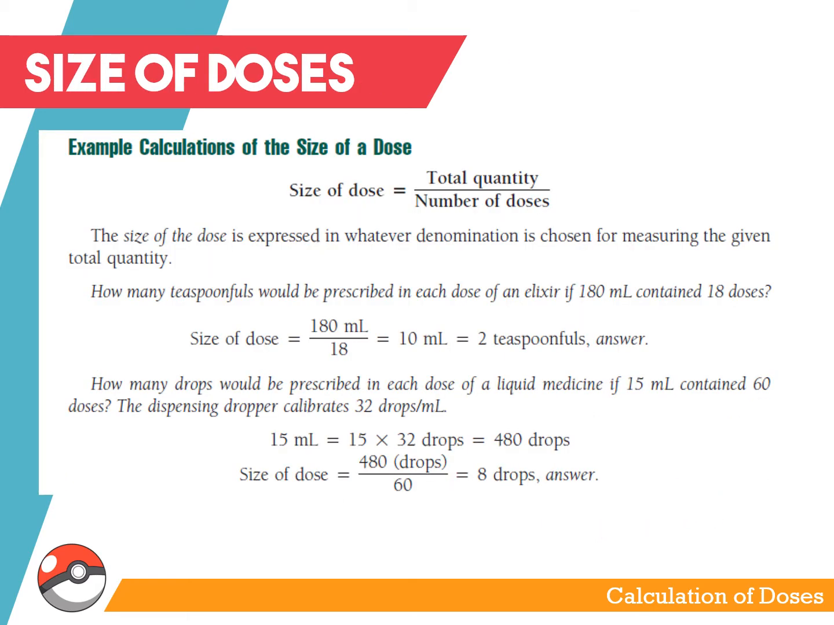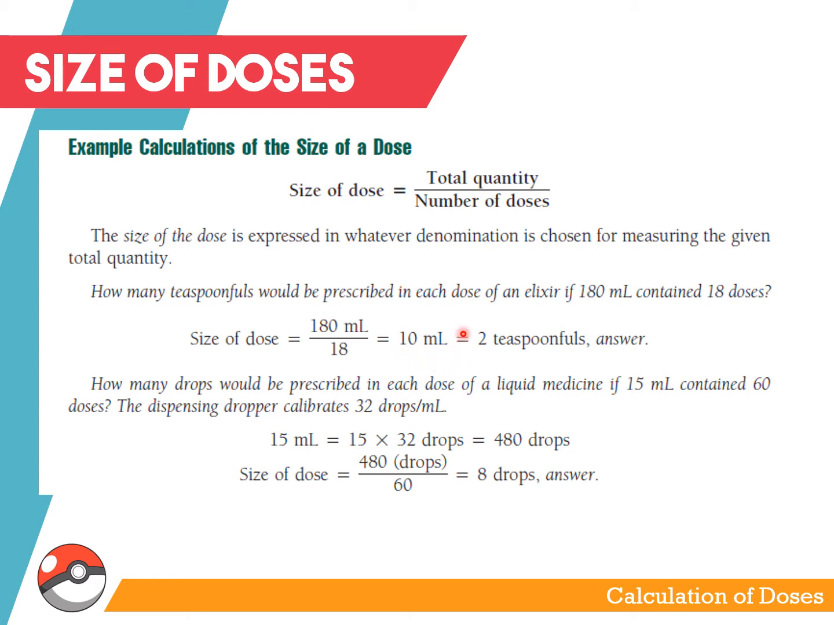In computing the size of the dose, the total quantity is divided by the number of doses. So this is derived from the formula we had previously. So the size of the dose is expressed in whatever denomination is chosen for measuring the given total quantity. For example, how many teaspoonfuls would be prescribed in each dose of an elixir if 180 ml contained 18 doses? Okay, so the size of the dose is equal to 180 ml over 18. So the answer is 10 ml.